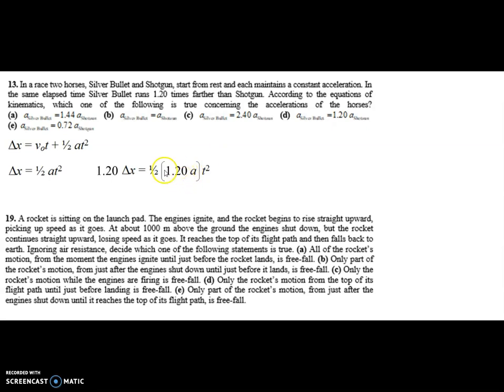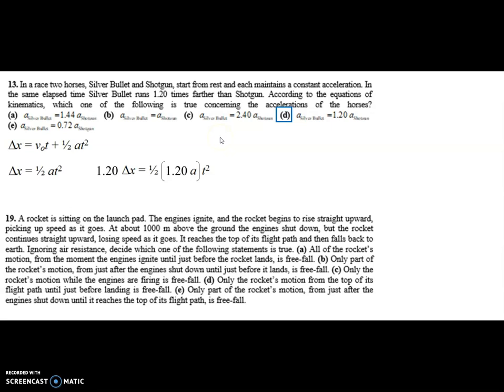Again, I'm using parentheses to group this extra factor with the term that's changing, right? The acceleration is changing, so we group the 1.2 and the a together with parentheses. And so we see that to travel 1.2 times the distance, it has to have 1.2 times the acceleration if the time is the same. So in this case, our correct answer is letter D. The acceleration of Silver Bullet is 1.2 times the acceleration of Shotgun.